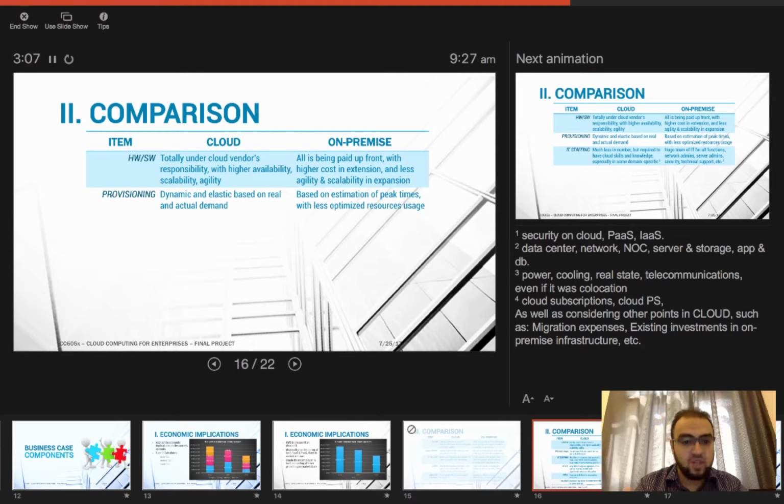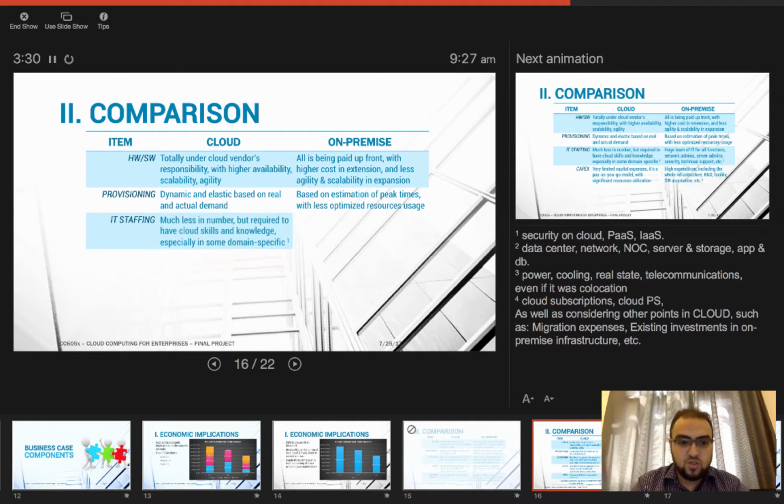Provisioning: you have dynamic and elastic provisioning in the cloud, based on the real, actual demand for the required resources. Unlike on-premise, where you just make some estimations for your peak times, and most of the time you have idle resources not being used and optimized well.